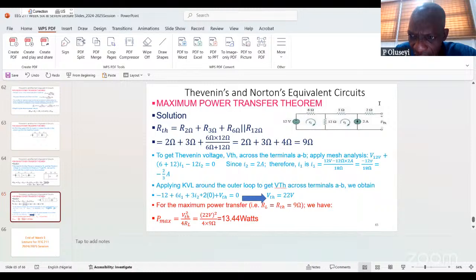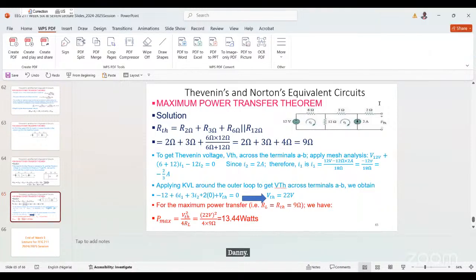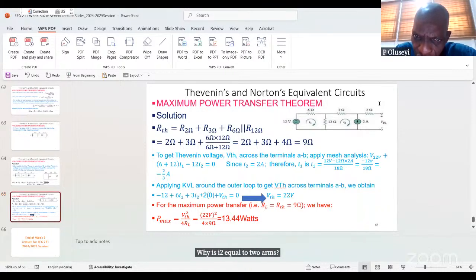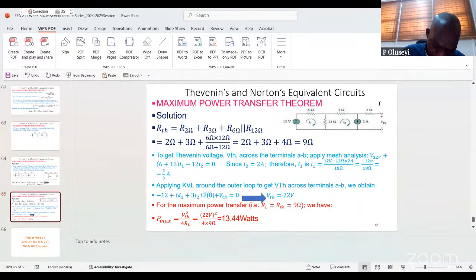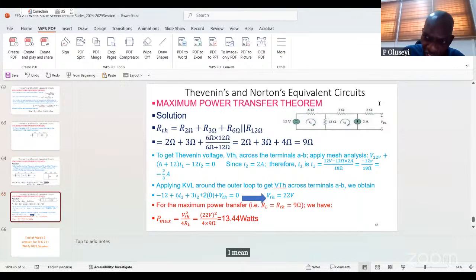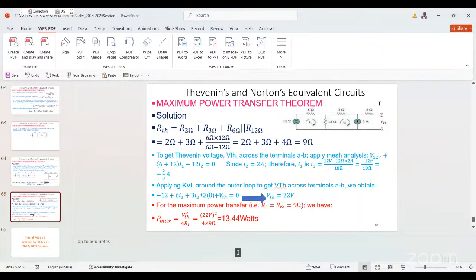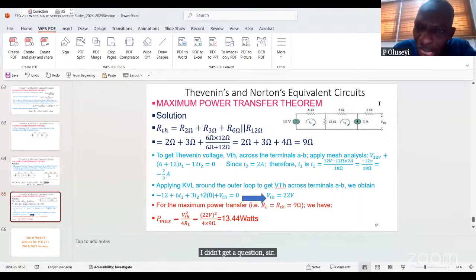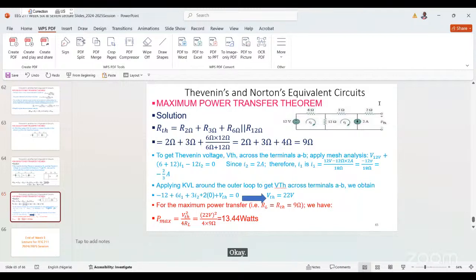Ajani, Abdulmajid. Yes, sir, I'm here. Why is I2 equal to 2 amps and not minus 2 amps? That's the question Ilumari is asking. Ajani, you don't know? I didn't get your question, sir. He said, look at our circuit diagram. Okay, can you see the circuit diagram? I can see it now, sir.